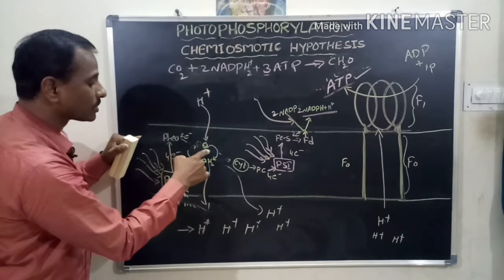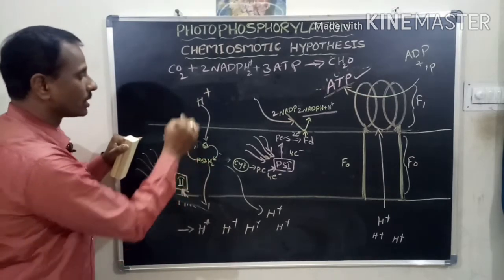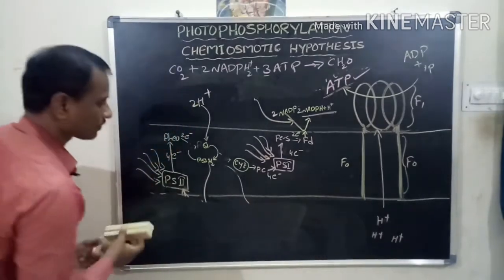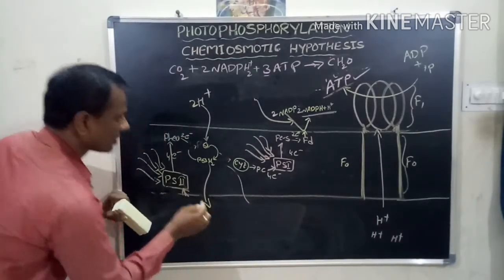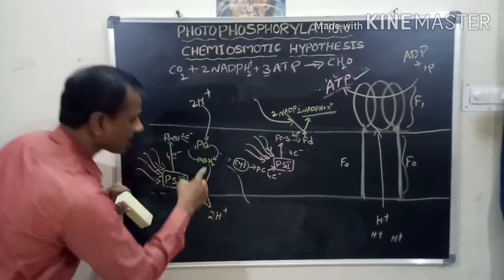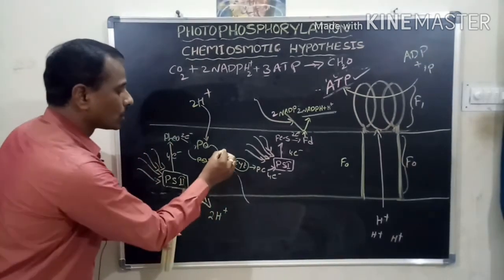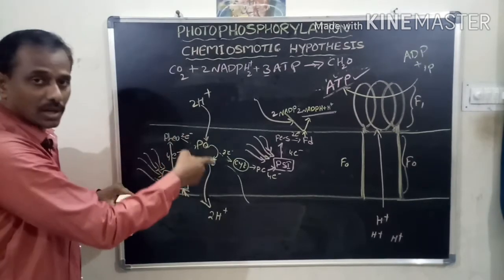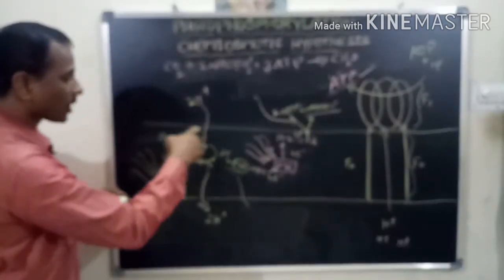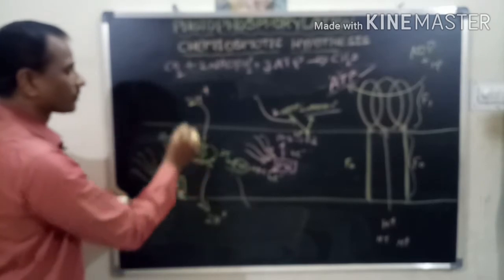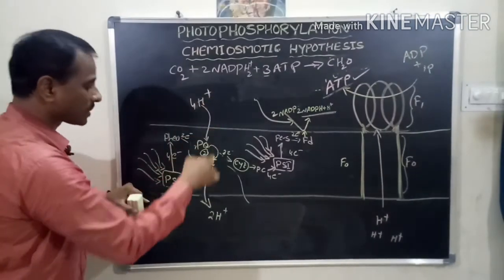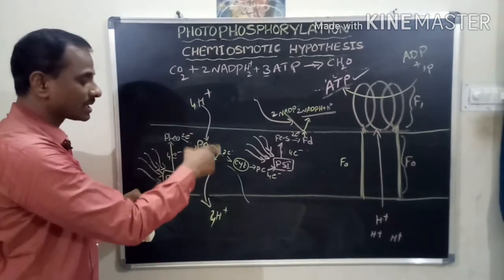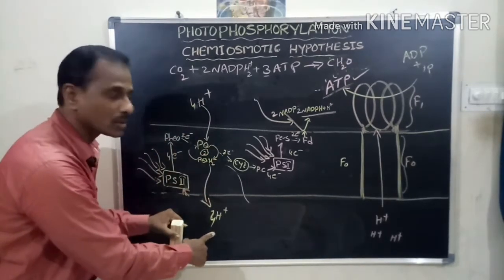2 electrons help in the reduction of the quinone. It can transport 2 H plus molecules. See here, 2 H plus ions finally reach the lumen. 2 electrons go to cytochrome. But 4 electrons are coming here. That means this process takes place 2 times. That means 4 H plus ions are transported to lumen.